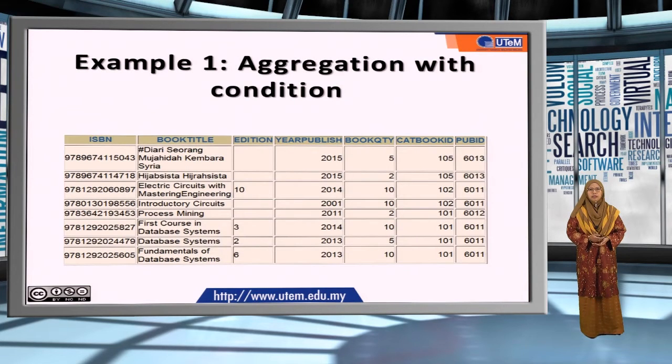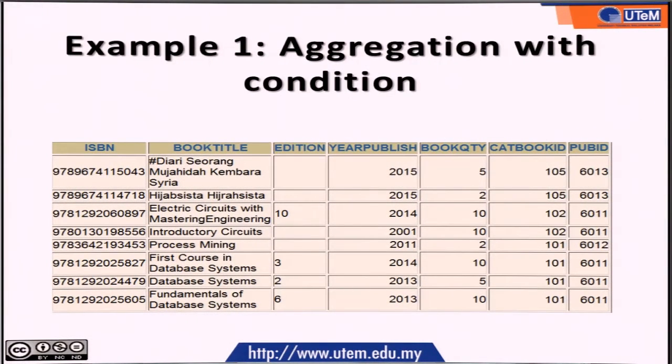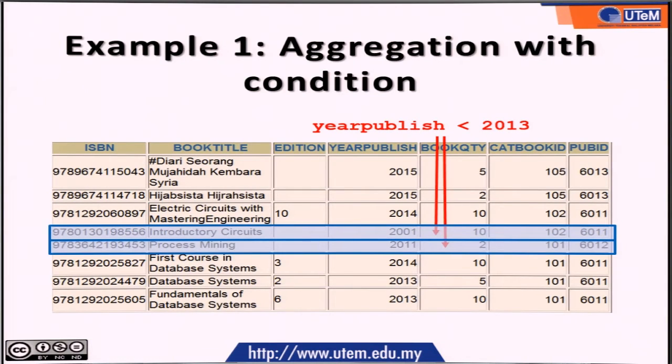The slide shows how the aggregate function works with where condition within the SQL statement. First, the where condition is performed to select the book records which are published before 2013. Then, count function is applied to book title column to calculate the number of selected records, which returns 2 as the result.